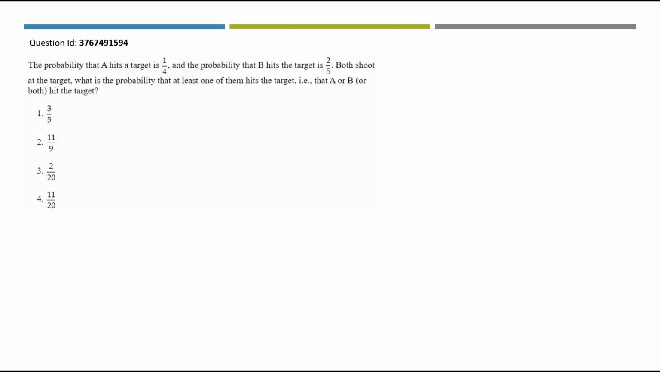Next question. The probability that A hits a target is 1 by 4 and the probability that B hits the target is 2 by 5. Both shoot at the target. What is the probability that at least one of them hits the target? That is that A or B or both hit the target.